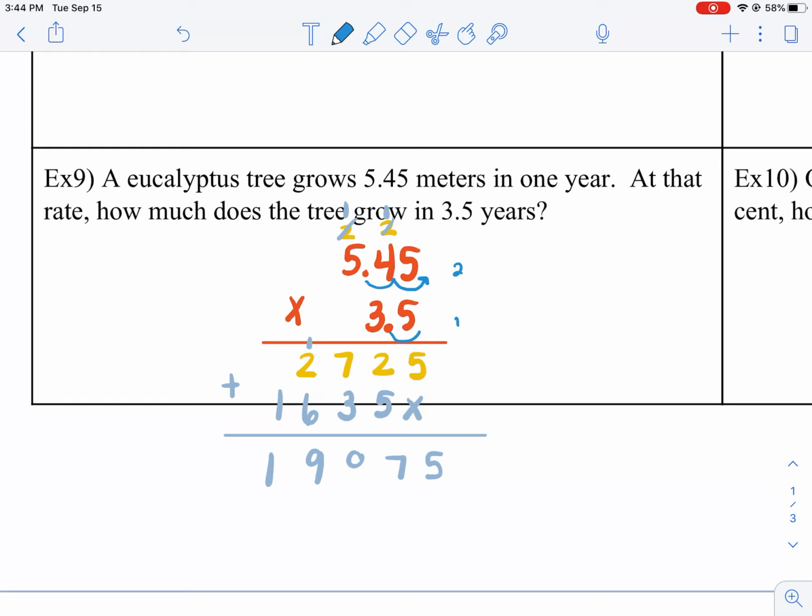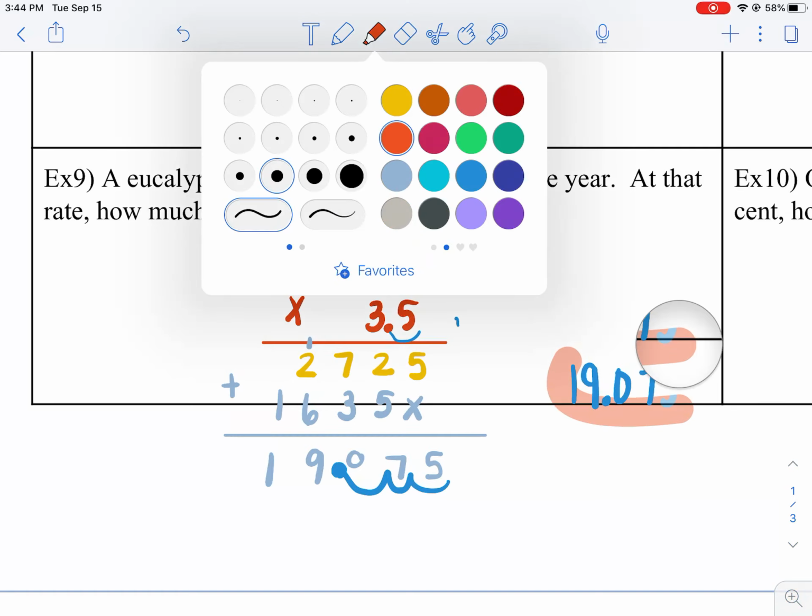Okay. Now we have to count our decimals, which is 1, 2 on top. We have 1 here, so we have to move it a total of 3 times. 1, 2, 3, which is 19.075.